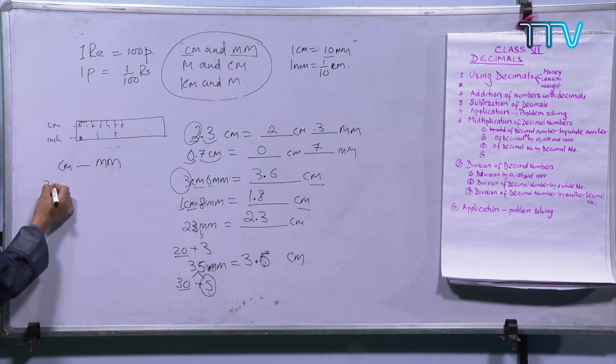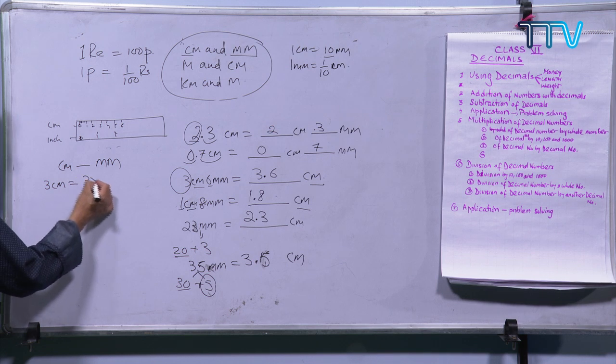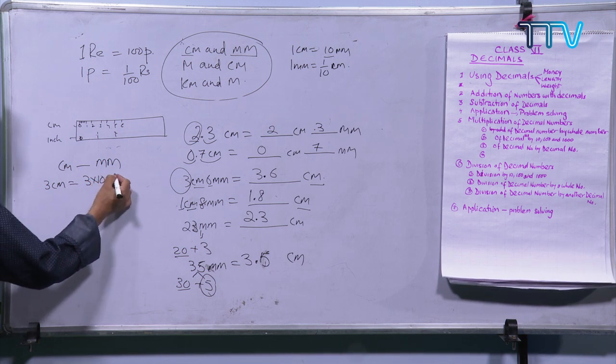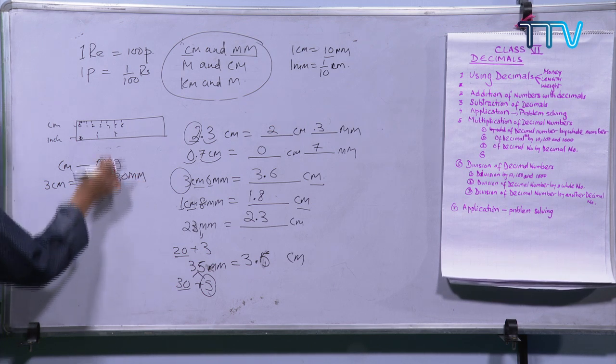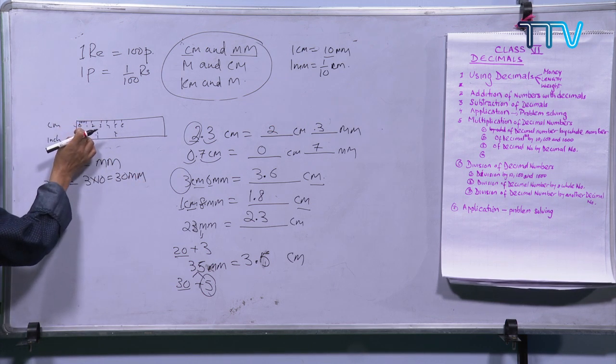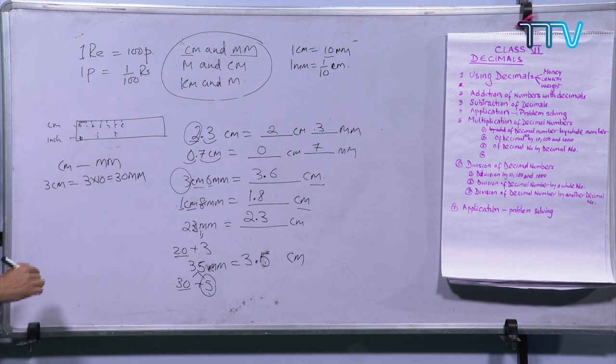Okay, 3 centimeter to millimeter. 3 centimeter is how many millimeters? 3 into 10, right? Which is 30 millimeter. 30 millimeters.